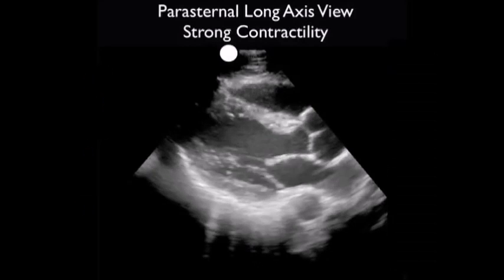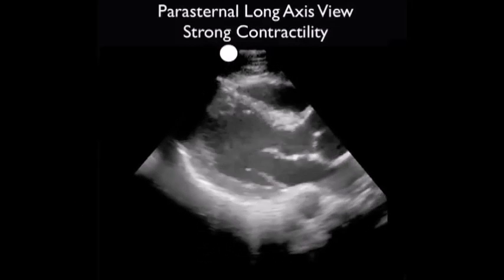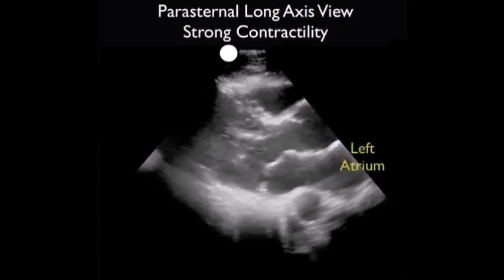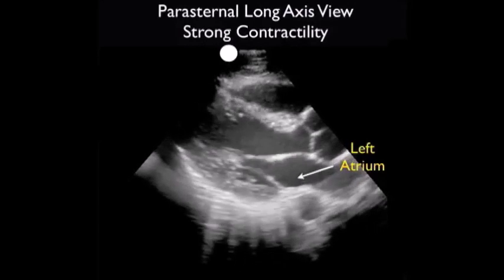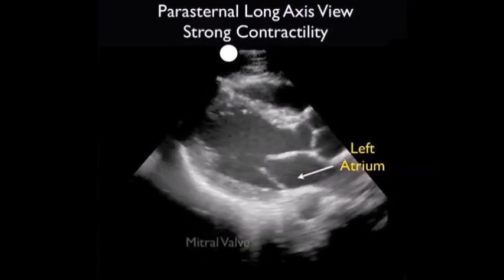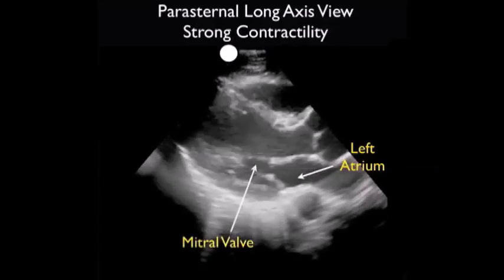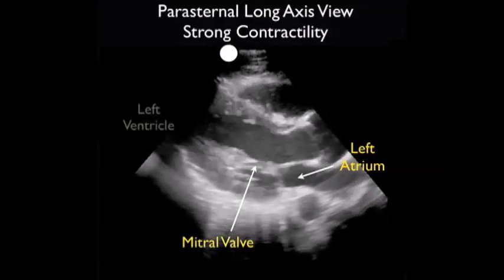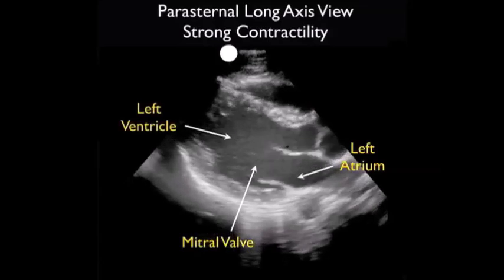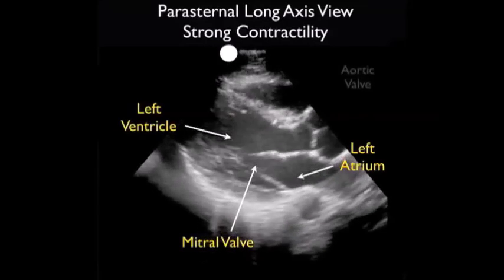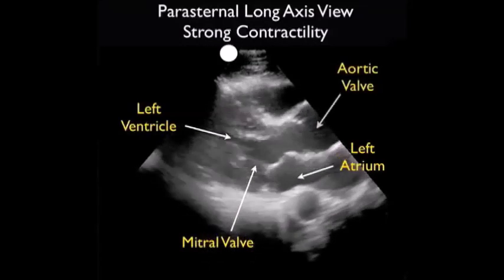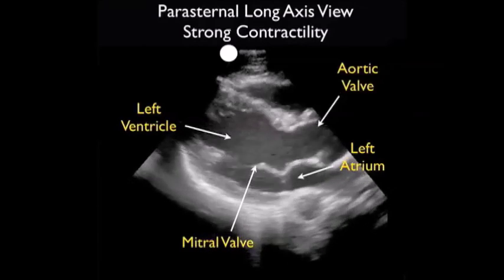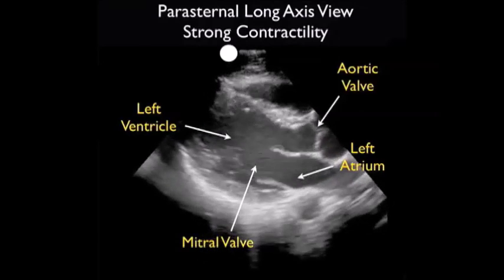Here's a video clip showing excellent contractility of the left ventricle as taken from a medical student triathlete. Recall the chambers of the heart as taken from the parasternal long axis plane, the left atrium as seen in a posterior location, the mitral valve just to the left of the left atrium, and the left ventricle as seen with its hypertrophic walls. Notice the strong contractility of this left ventricle as the endocardial walls almost meet during systole.